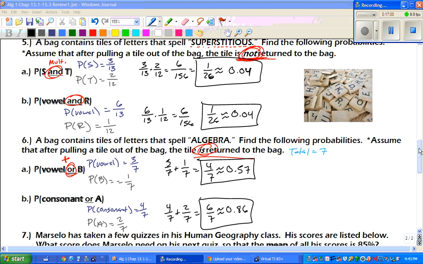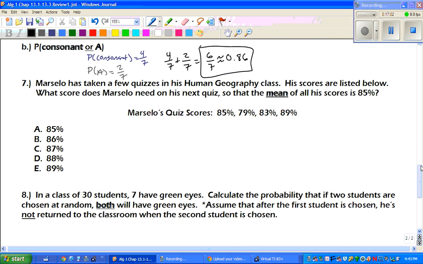All right, number 7. Marcelo has taken a few quizzes in his human geography class. His scores are listed below. Now, the question is, what score does he need on this next quiz so that the mean of all the scores is 85%? And remember that mean means average.